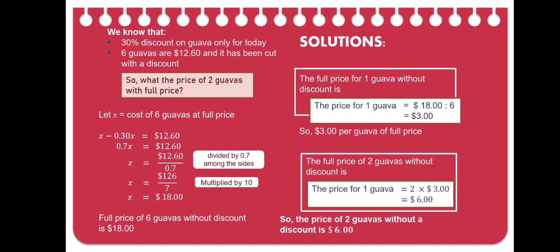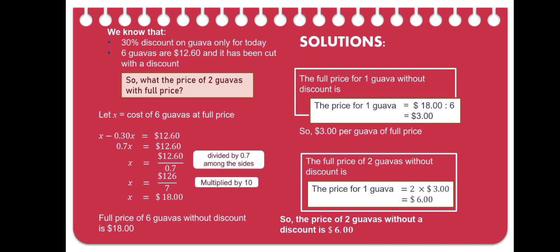To find the full price for 1 guava without discount, we can use x again. So 6x equals $18, the full price of 6 guavas without discount. So to find x, we have to divide both sides by 6. So 6x divided by 6 equals x, and 18 divided by 6 equals 3. So the price of 1 guava at full price is $3.